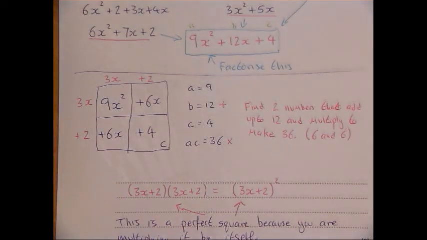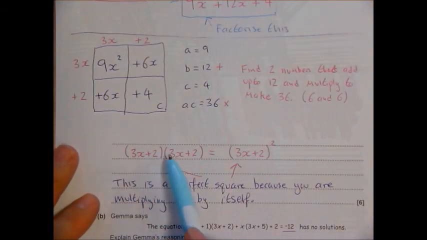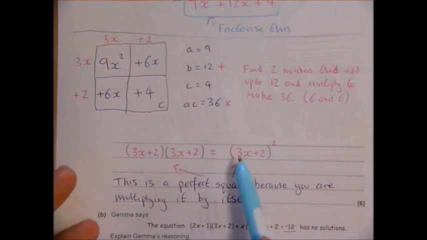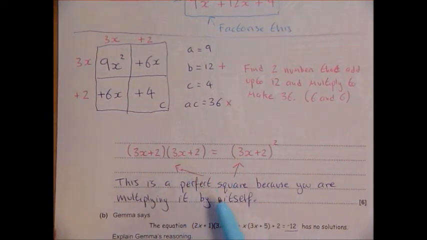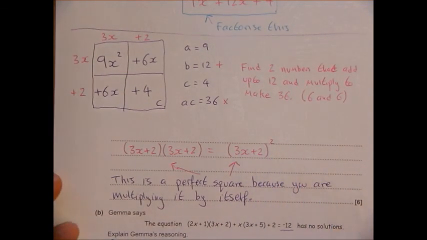Sometimes there's more than one option. In this one, I don't think there is. So the answer is (3x + 2)(3x + 2), and hopefully you'll notice (3x + 2) times (3x + 2) is (3x + 2) all squared, because you're multiplying it by itself. So it's a perfect square because you're multiplying it by itself.